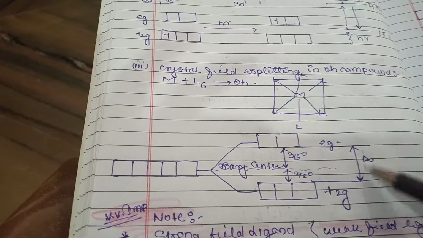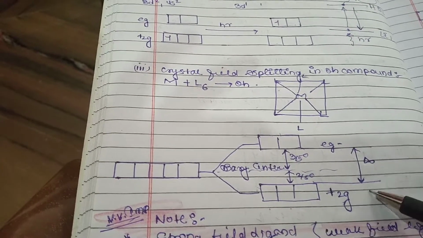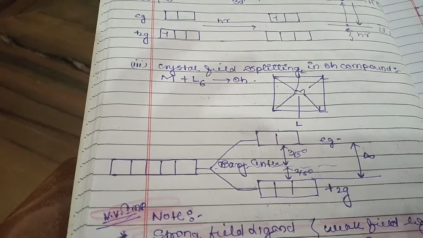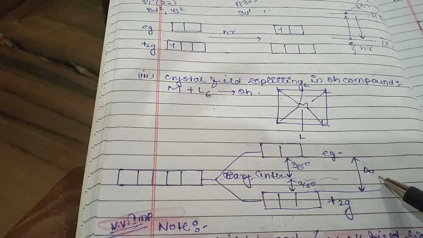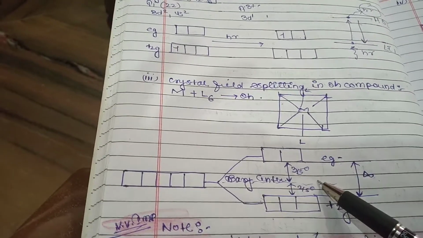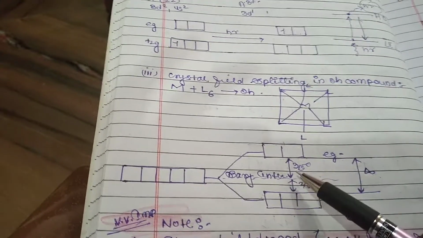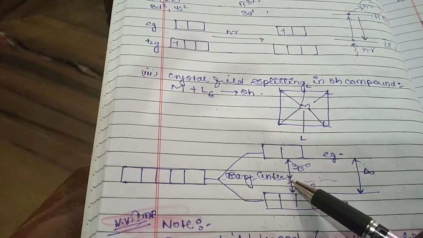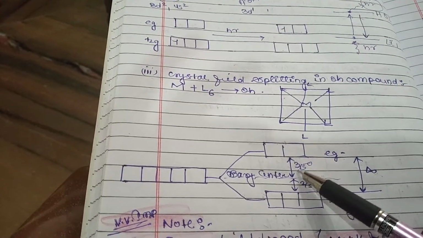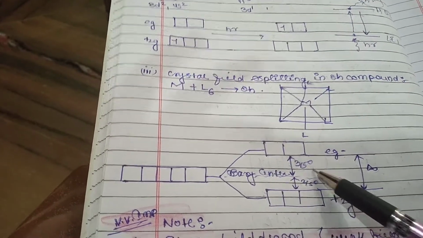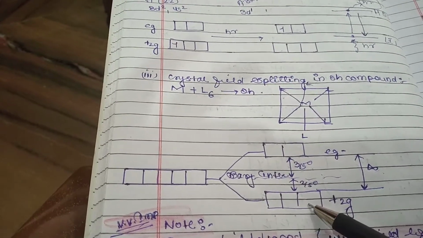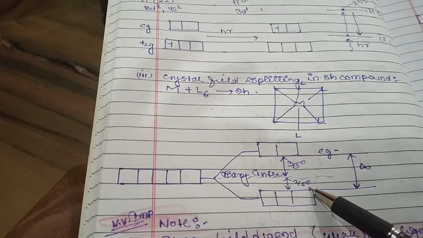The difference between these two energy levels is termed as crystal field splitting energy and is represented by delta O. The central line over here is termed as barycenter. The energy gap from barycenter to that of eg is represented by 3/5 delta O, and from barycenter to t2g is represented by 2/5 delta O.